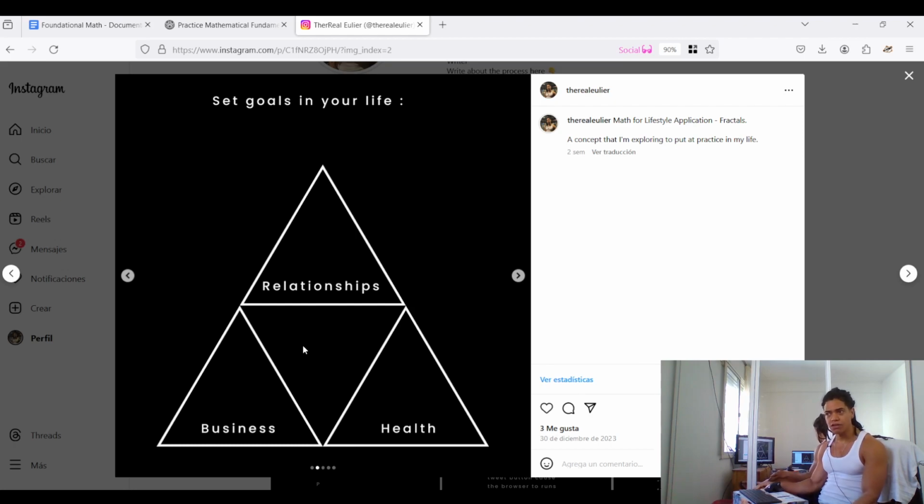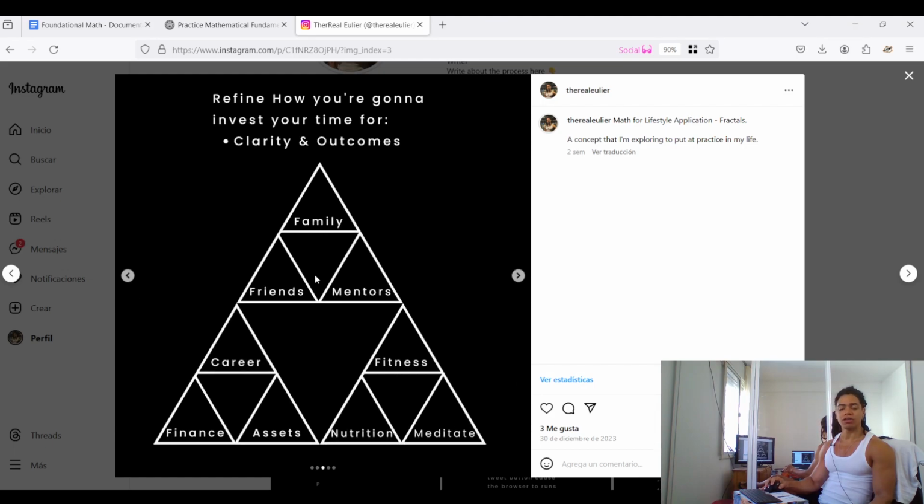But this simplification can give you a more broad perspective and meaning when it comes to relationships, business, and health. So now if you multiply this by another factor less than one, a fraction less than one, let's say 3/4, it will produce this pattern here, which is called the Sierpinski triangle.